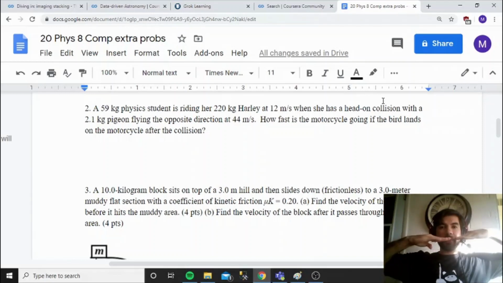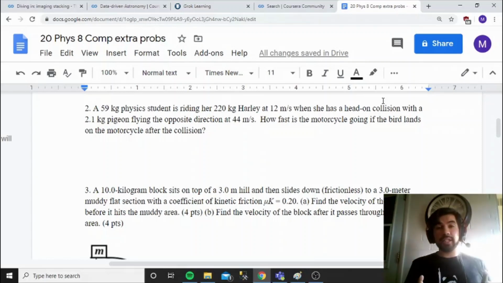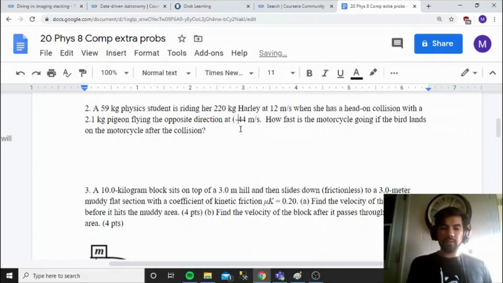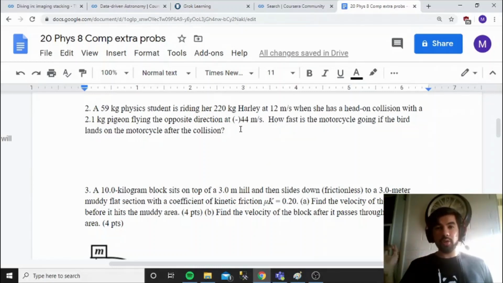If two things are going in opposite directions, that means their velocities are going to have different signs. One of them is going to be positive, the other negative. Does it matter which is which? Not exactly, unless I specify one direction as negative or positive. You can choose your direction and the rest will fall. Since we have a Harley with a person, and a little baby pigeon, I'm probably going to make this the positive side and this the negative side. So there's a secret negative sign right here that I don't tell you about, because you should know they're going in opposite directions. One of them is going to be negative.